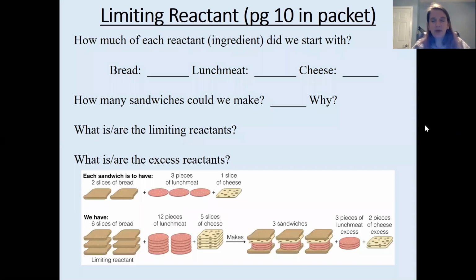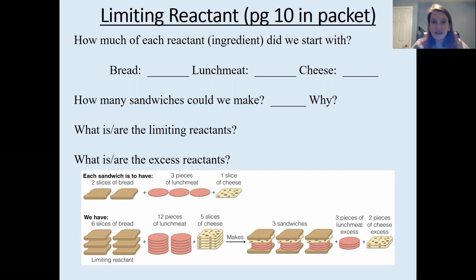Hey everybody, this video is going to go over the concept of limiting reactants and excess reactants. So let me share my screen. We're going to be on page 10 in your packet, and if you look at page 10, there are some notes already written on the top of your page talking about what a limiting reactant is and what an excess reactant is. So when we're doing chemical reactions, we always run out of something first.